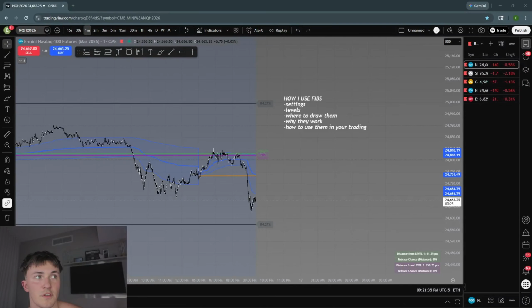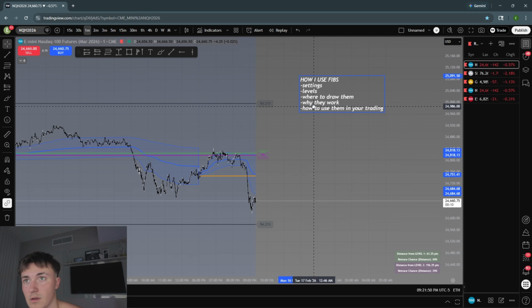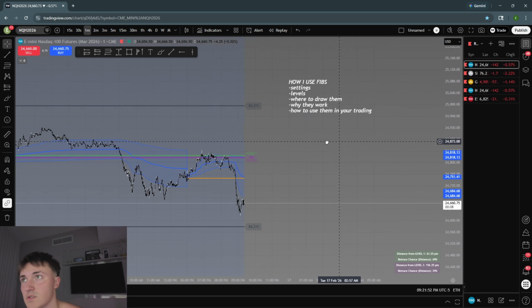What's up, everyone? So today I am going to be going over how I use fibs or Fibonacci retracements in my trading. First, I'm going to be going over settings and then the levels I use, where to draw them, why they work, and how you can use them in your trading.